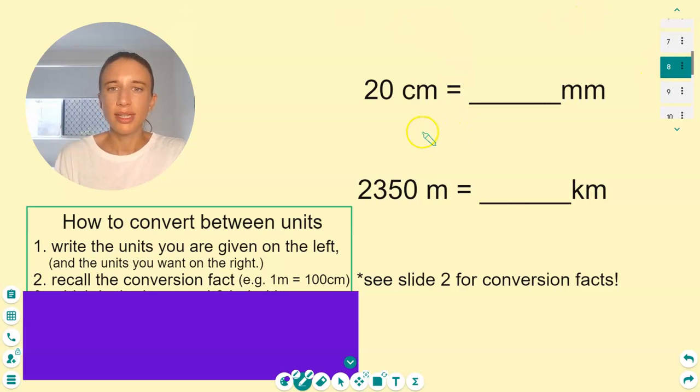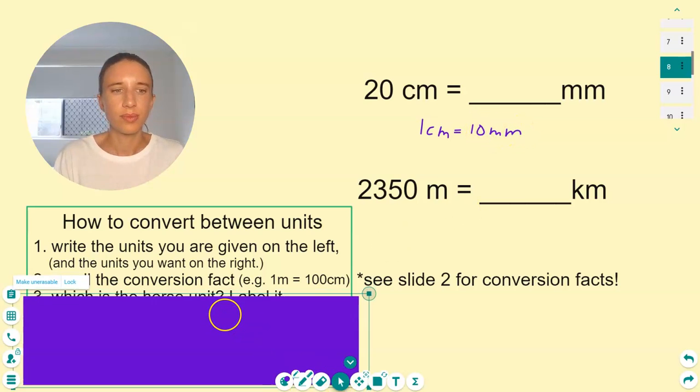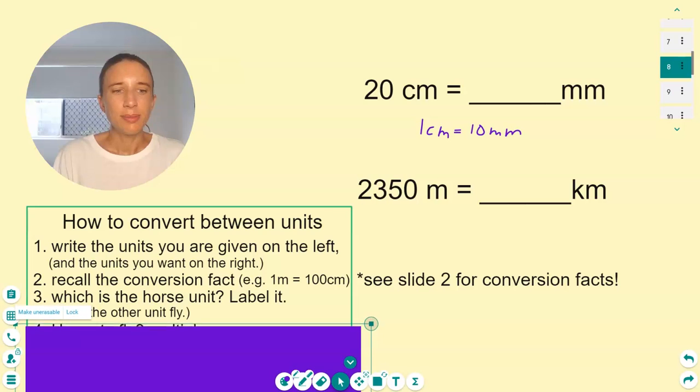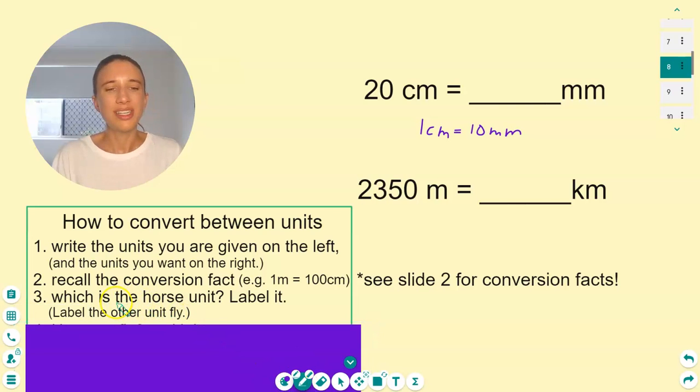So I'm going to just write that here. 1 centimeter is 10 millimeters. That's what we need to realize first. Now this might sound a bit weird, but it's all right. Which is the horse unit? Label it. That's just saying which is the bigger unit. Like if you had to classify one of these as a horse, what's going to be the horse unit? What's the bigger unit? And it says label it.